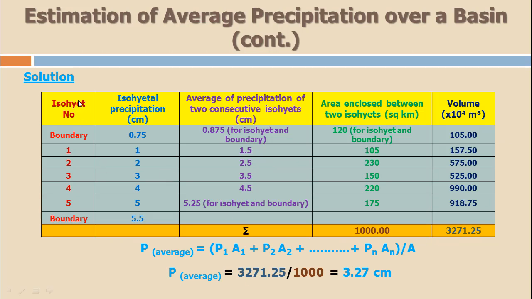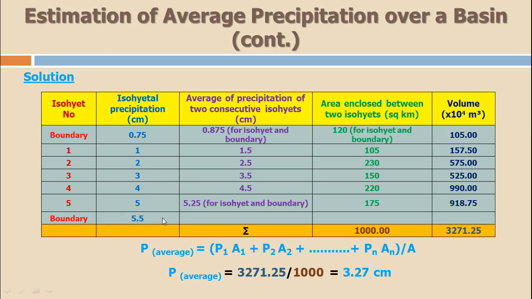So you can see here in the calculation, isohyete number, this is just the isohyete name, and this is the isohyete value. Starting boundary, end boundary, 1, 2, 3, 4, 5. These are only 5 isohyetes, remember. Other 3 isohyetes are excluded because these are out of the boundary of the catchment. So the value of our isohyete number 1 is what? 1 centimeter. Isohyete number 2 is 2 centimeter, isohyete number 3 is 3 centimeter, isohyete number 4 is 4 centimeter, isohyete number 5 is 5 centimeter. The value of the first boundary is 0.75 centimeter, it is also given, and the value of the last boundary is 5.5 centimeter.